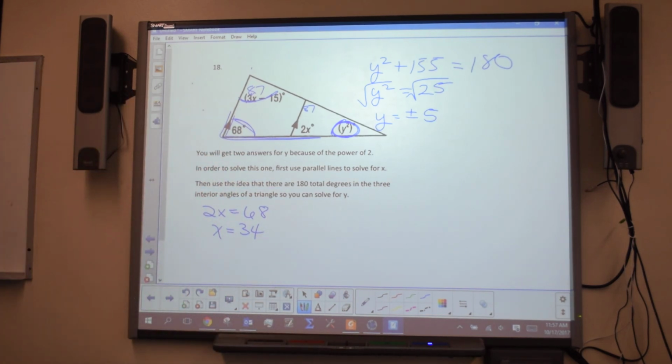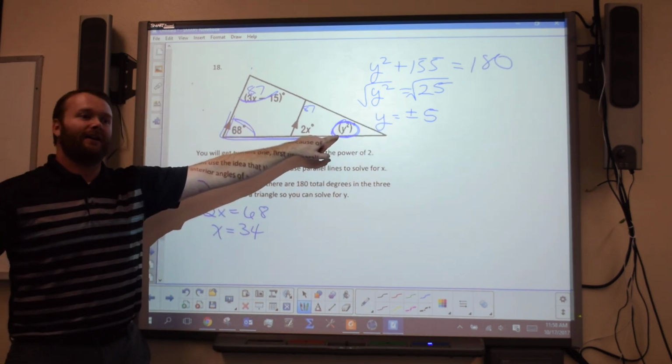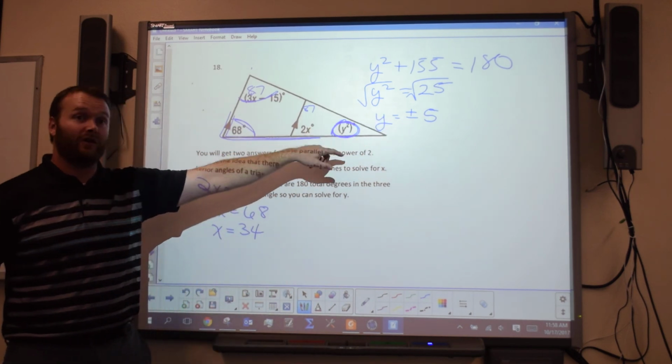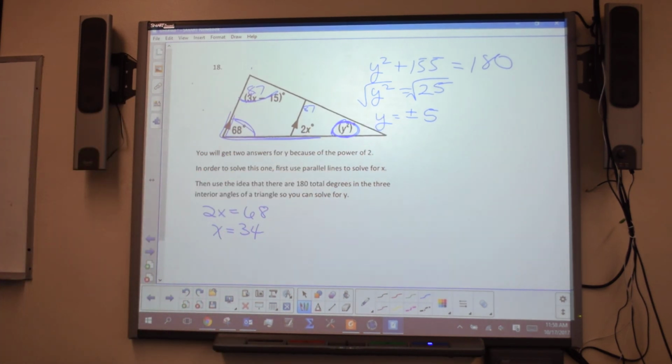Well, if I plug in y to be positive 5... Because when you get multiple answers, the algebra doesn't know the context of the problem. The algebra that we just did did not know it came from a triangle. Does that make sense? It doesn't know that it represented angle measurements. So when I have y to be positive 5, I square it and make sure I get a positive angle, 25. Does that make sense? If I try negative 5 and I square that, do I still get 25? Yeah. So both answers of positive 5 and negative 5 work.